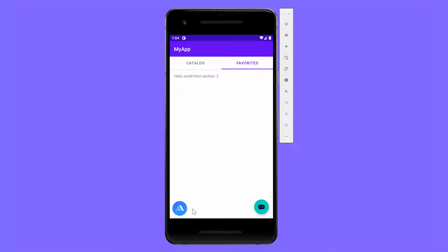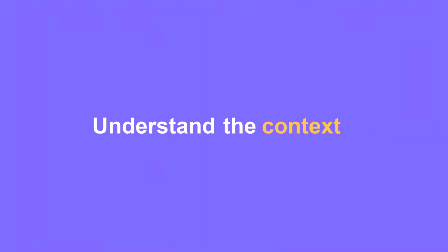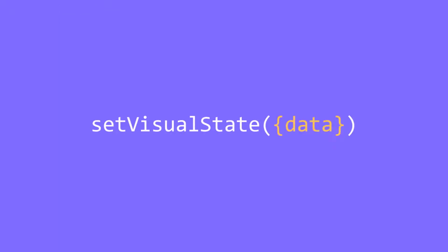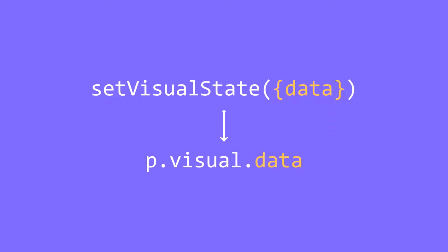Instead of giving such generic replies, we want our voice assistant to dynamically understand the context. In this tutorial, we will let our voice assistant understand what tab is currently open in the app. To get the information about the app visual context, we'll use one of Alan's client API methods named setVisualState. This method lets us send a JSON object with any data to the voice script. On the script side, we'll access the visual state data with Alan's pVisual object.